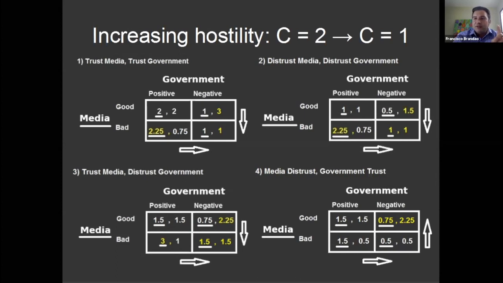Scenario 3, media trust and government distrust. We didn't have a Nash equilibrium before. Now there is a Nash equilibrium in bad news if negative incentives. Again, I feel for the press in this situation. Scenario 4, with media distrust and government trust, it's pretty much the same as it was before. Nash equilibrium remains in good news with negative incentives. Summing up, when hostility goes high, media should go low and use bad news if there is distrust in government.